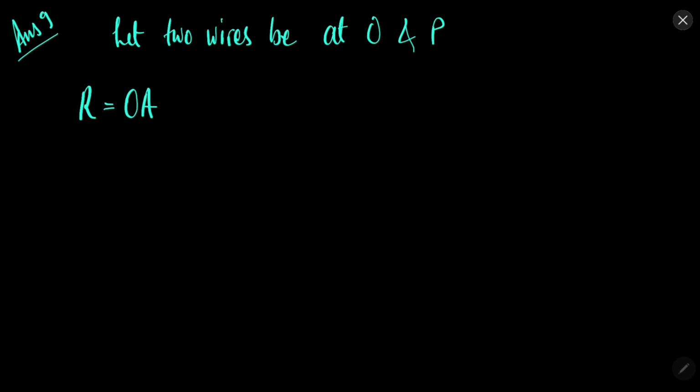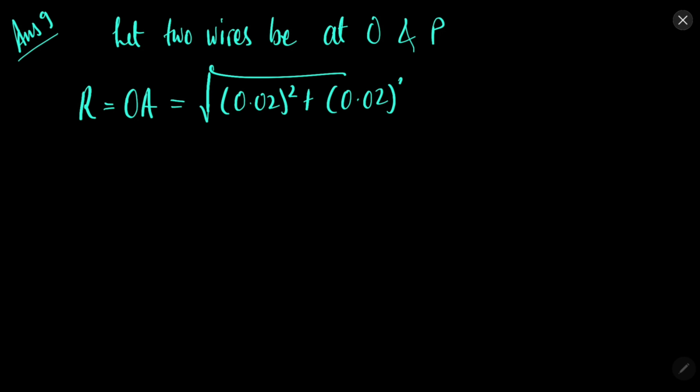So let the two wires be at O and P. So R will be OA, square root of 0.02 square plus 0.02 square. So it will give us 2.828 into 10 to the power minus 2 meter.